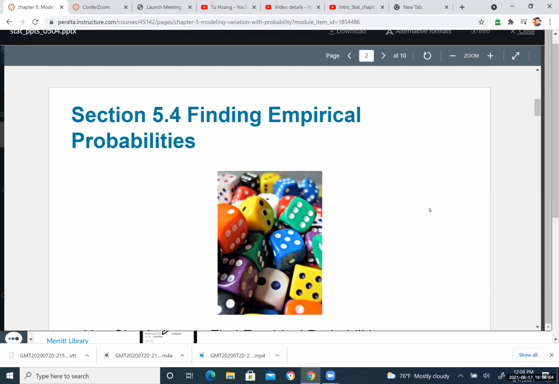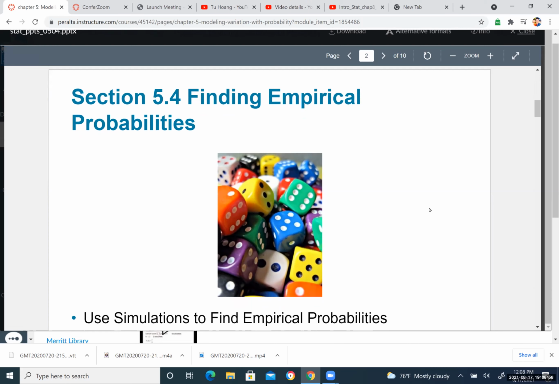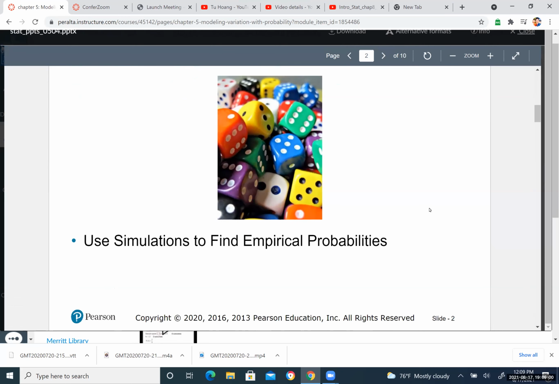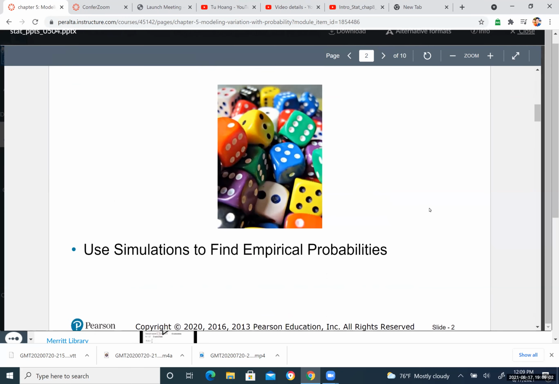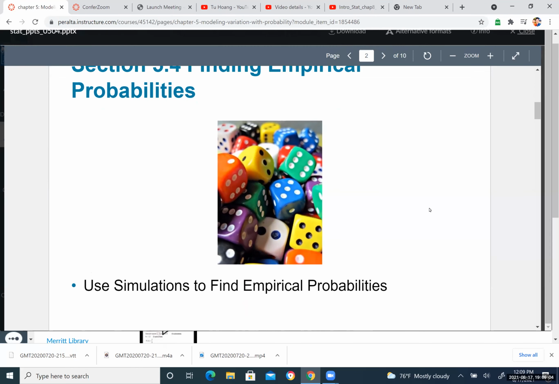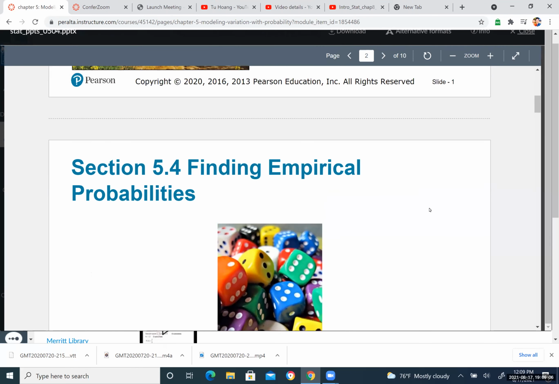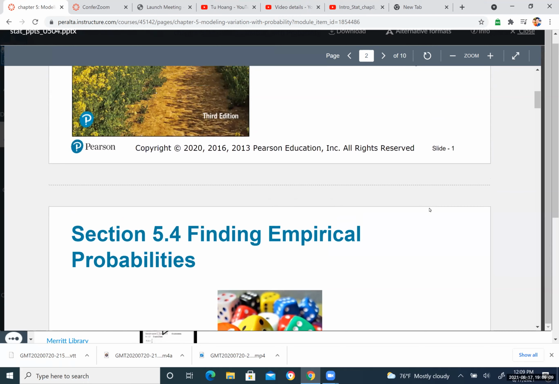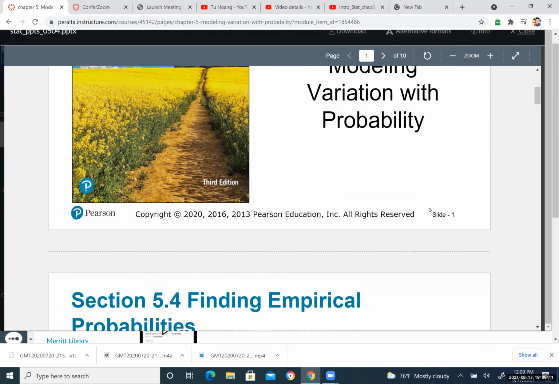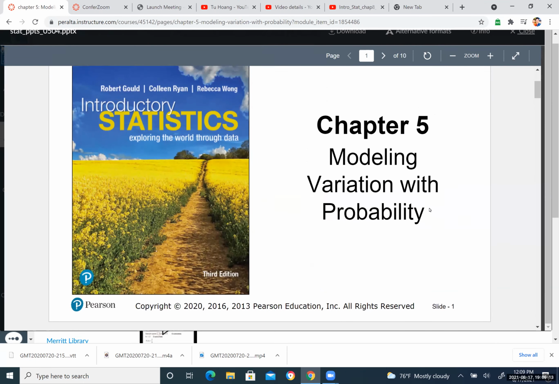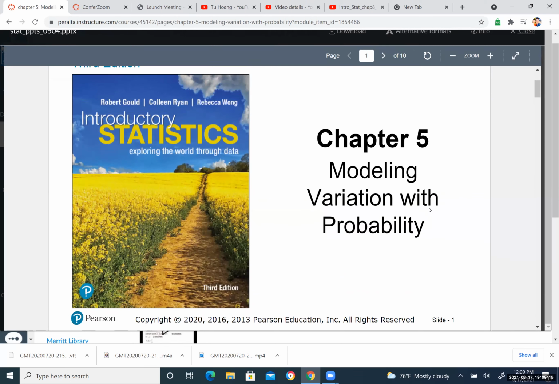In this chapter 5, section 5.4, even though the PowerPoint gives us too much information, it just tries to explain how to find empirical probabilities. I might go straight to the point to make it easier to understand, and then you can read through it yourself. I might scan over this, but I will focus on how to find this.